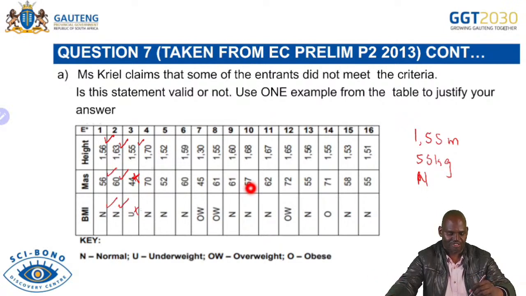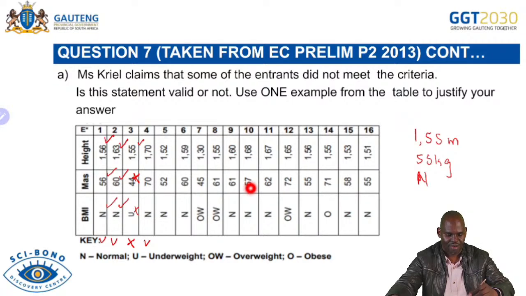So entrant number 4, 1.70, yes, acceptable. Okay, the mass of 70, yes, acceptable. So entrant number 4 will also qualify. Let me indicate like this. So this one does not qualify. Okay, this one qualifies, this one qualifies. And then entrant number 4 also qualifies.